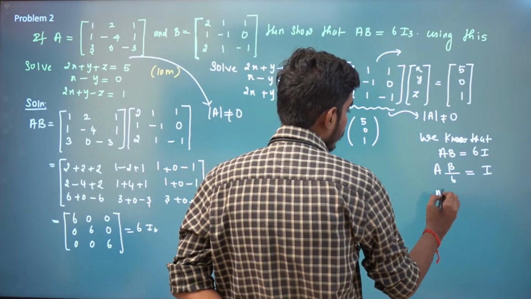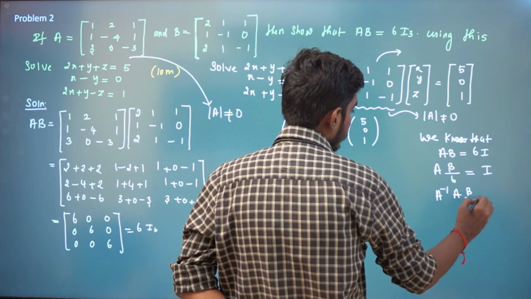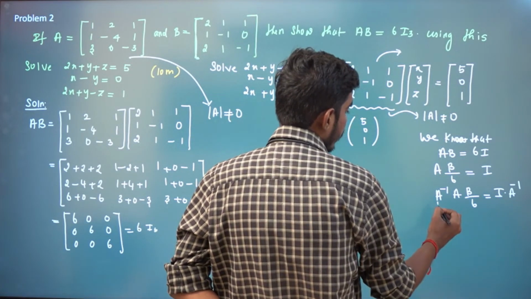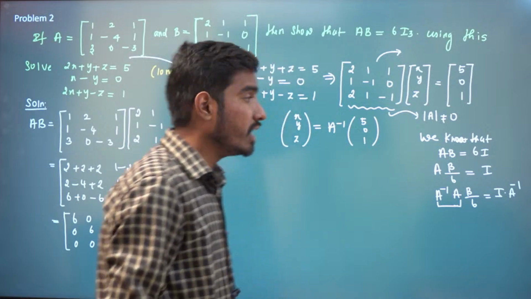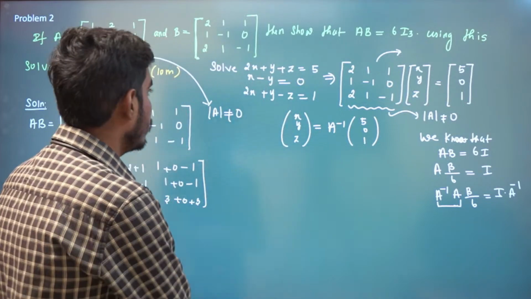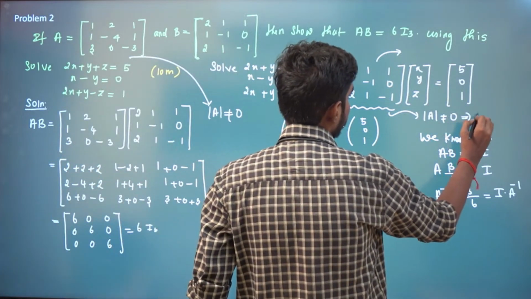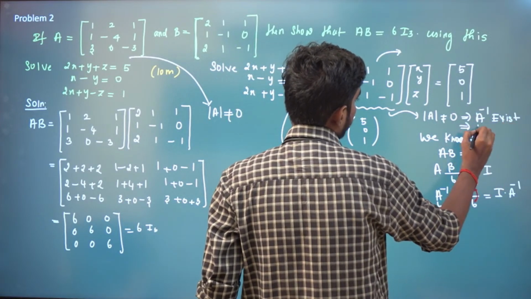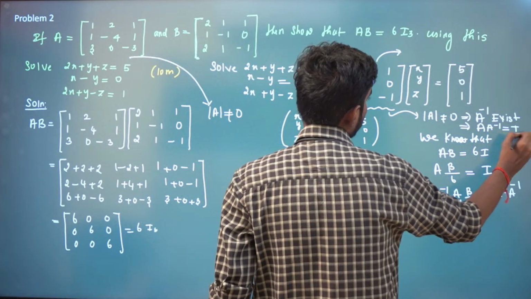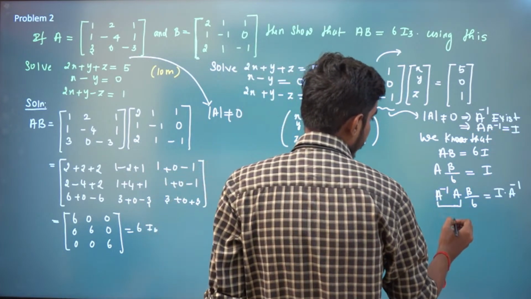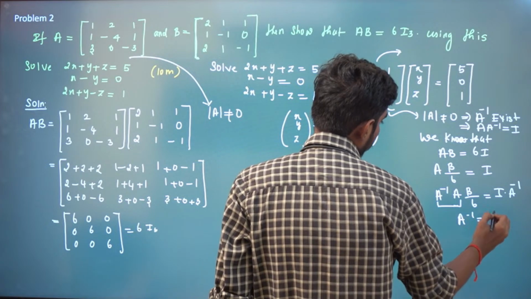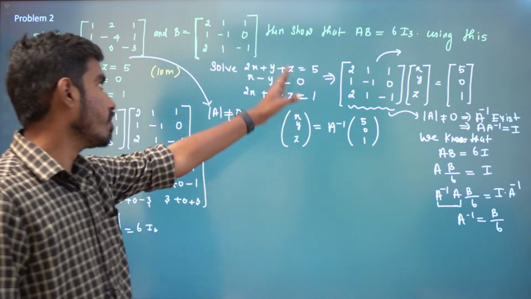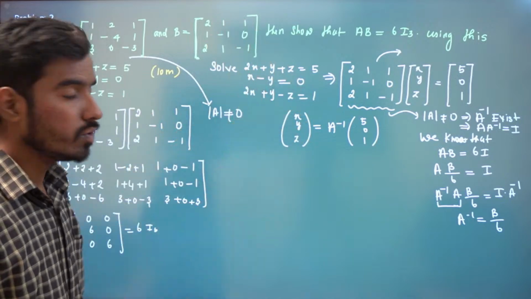If we pre-multiply by A inverse, we get B by 6 is equal to I times A inverse. So A into A inverse is the identity matrix because A inverse exists, right? The determinant of A is not equal to 0. That means A inverse exists, and A into A inverse is equal to the identity matrix by definition. So that means A inverse is nothing but B by 6. You don't need to find the inverse. If you multiply B with 1 by 6, that will be your inverse.